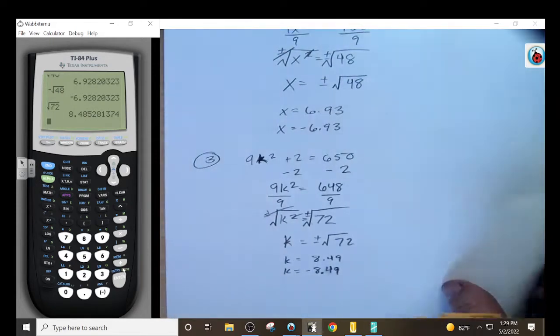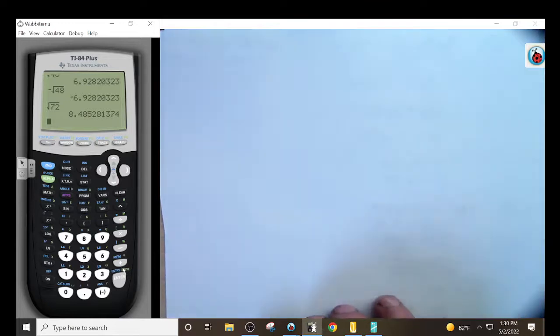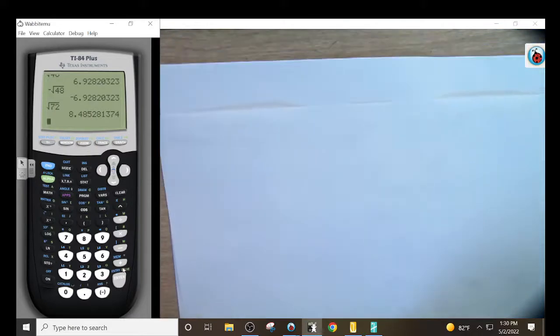Now, looking at the next one, we're doing solve by factoring. Now, guys, the first one is a binomial, two terms.